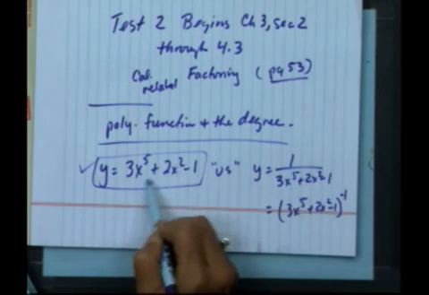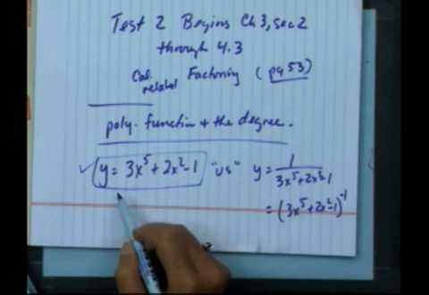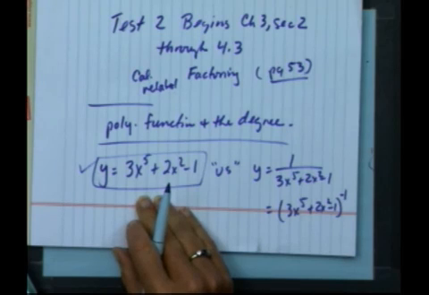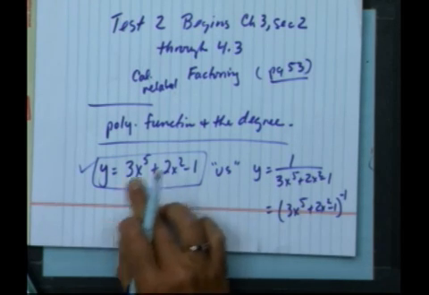What is the degree of this polynomial function? 5. What's the leading coefficient? 3. How many zeros might I have? At most 5. Could I have 4? Yeah. 3? Yeah. 2? Yes. 1? Yes. 0? No. Why do I have to have at least one real zero? It's an odd power, so it's got to go through the x-axis. Okay, if it were an even number, I might be able to get away with no real zeros.